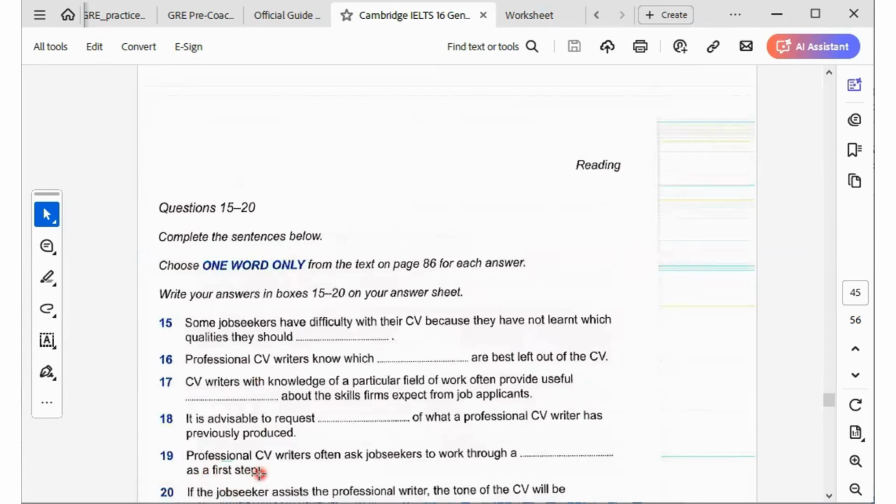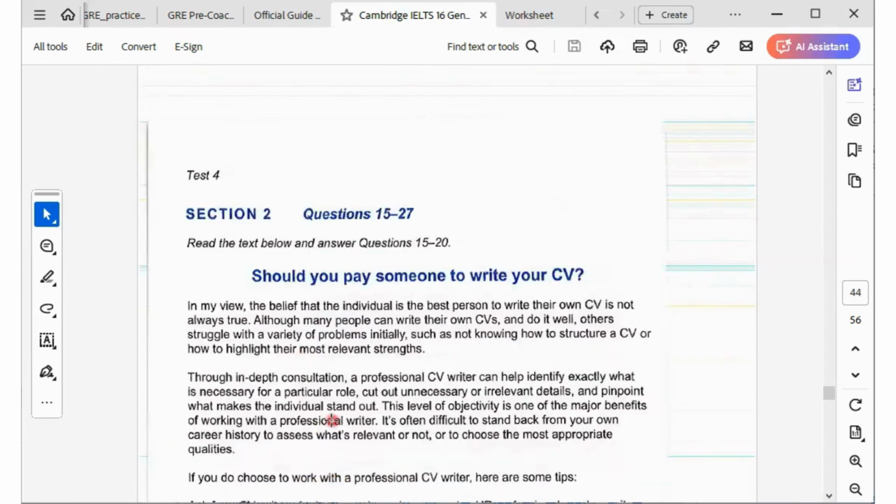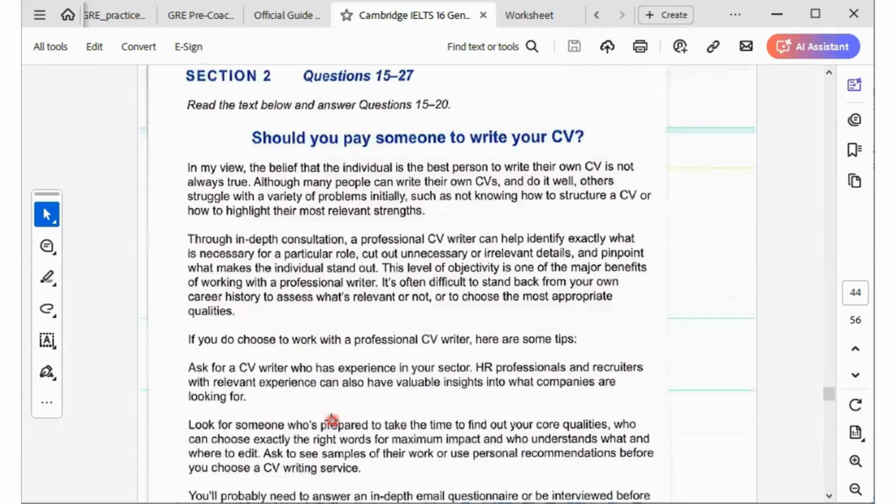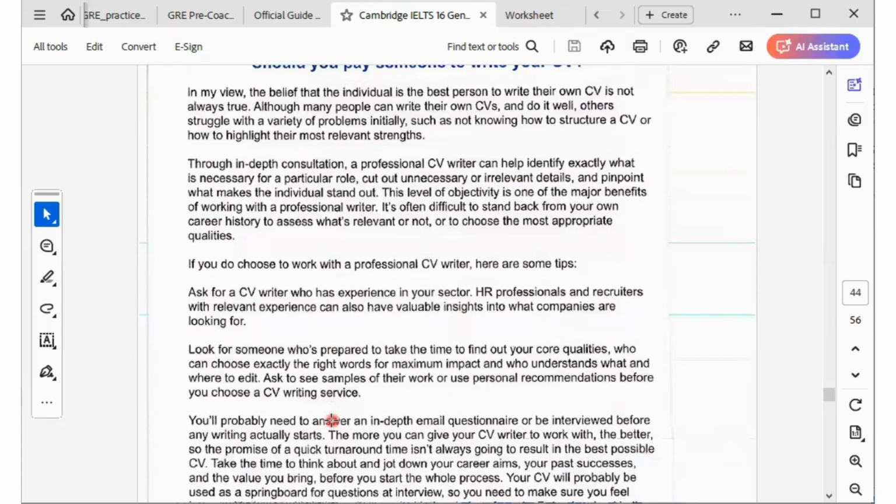Can you see that? Paraphrasing. Can you see what they are doing, paraphrasing for us? Our keywords in the questions are not the exact words we are seeing in the passage. They are paraphrasing for us. That's IELTS for you. So what am I going to pick here? My word is going to be what? Questionnaire. You need to answer an in-depth email questionnaire. That's the word. It's a noun.